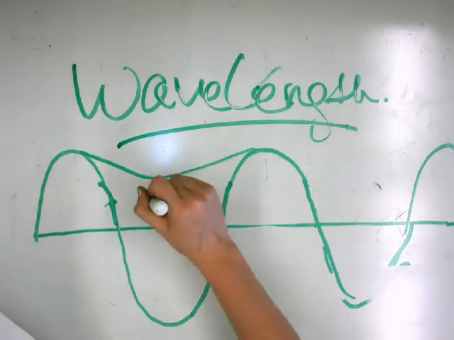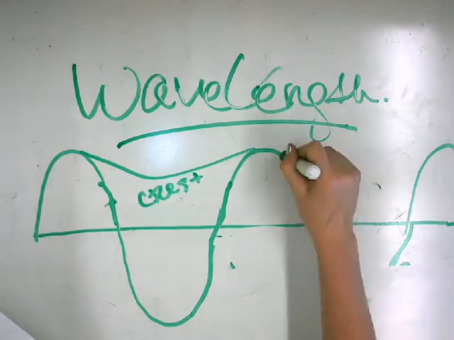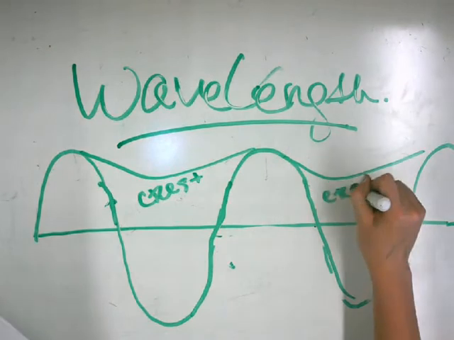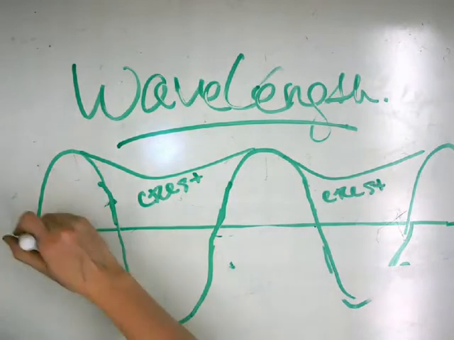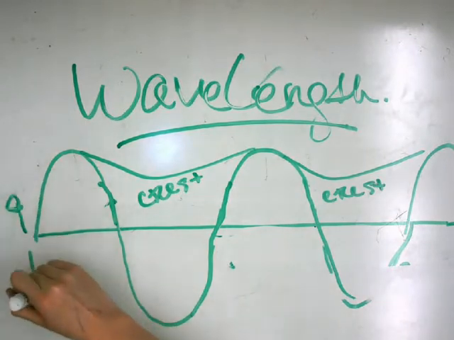Alright. So, trough, good gracious, is this thing. Trough. And this thing is a crest. Next, Katie, you want to explain amplitude? There you go. Explain here, hold on.